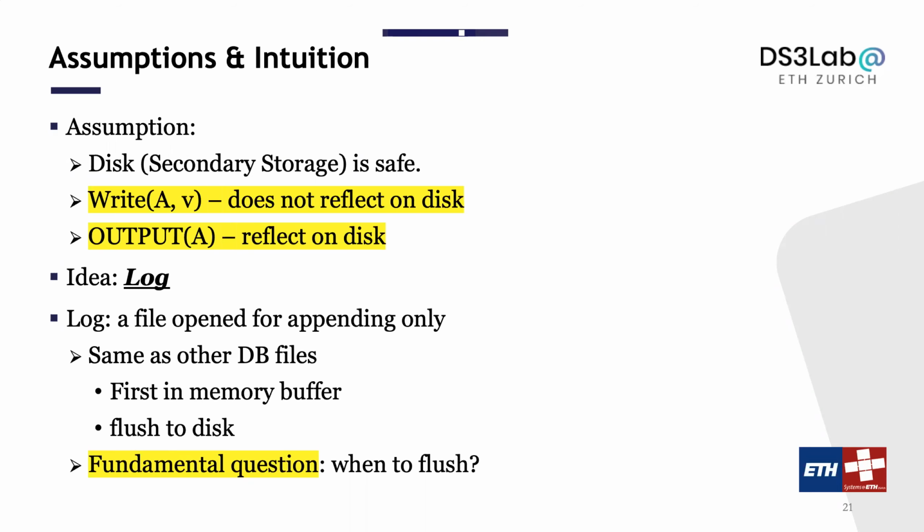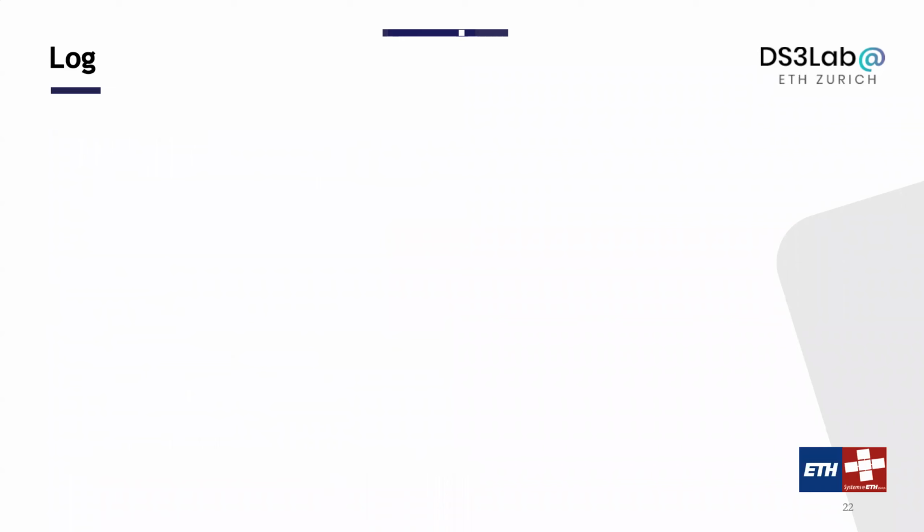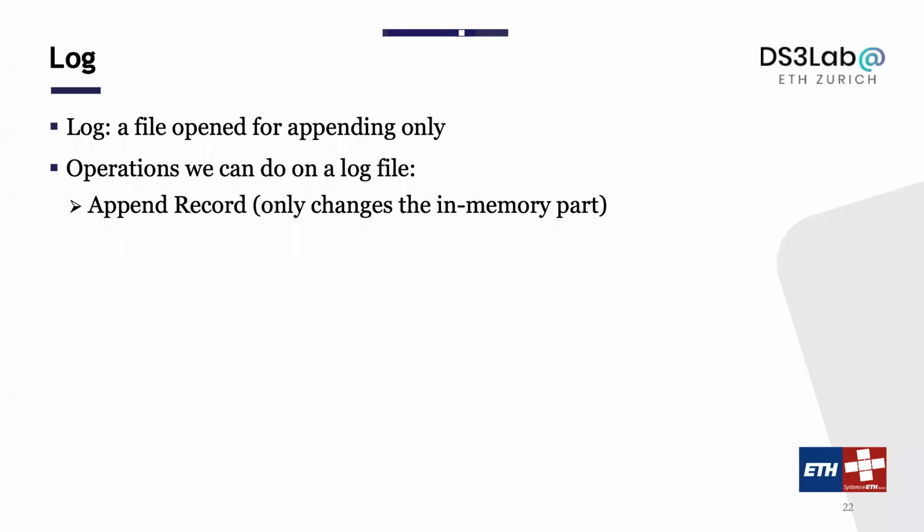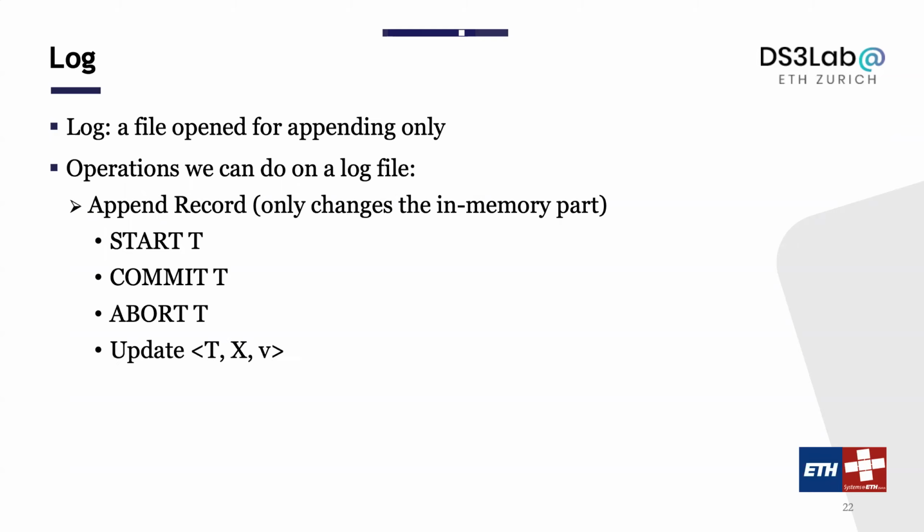Depending on what you are storing in your log file, you have different strategies about when to flush it to the hard drive. So what should we put in a log file? We are going to put a whole bunch of records, and again, we can only append. One record can say I started transaction T. I can commit T, I can abort T. You have 3 different records, and you can keep appending to the log.